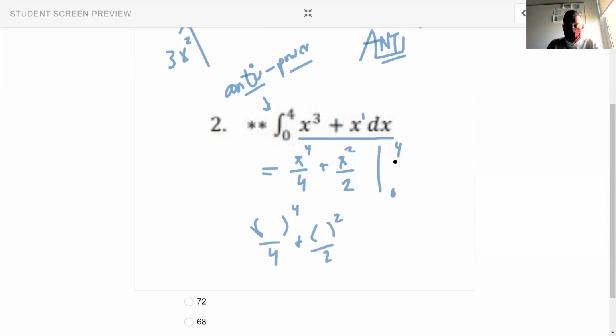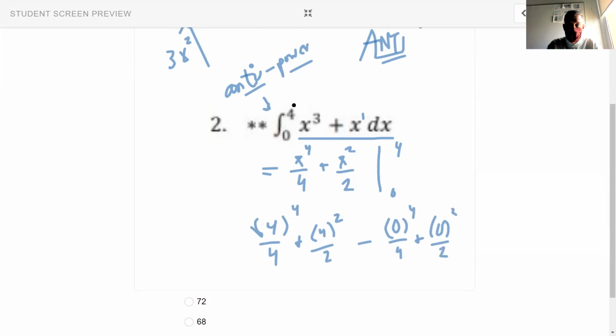I'm going to put in that 4. So plug in my 4 to start. And then I'm going to subtract the same thing when I plug in a 0. Right? And this is the math that you need to do, right?